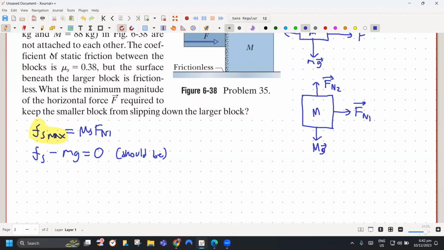Pero for those forces, yun yung reasonable na ano eh. They have the same acceleration, pero we don't know the accelerations yet. So let A be the acceleration of mass small m and mass big M. And then use Newton's second law dyan.